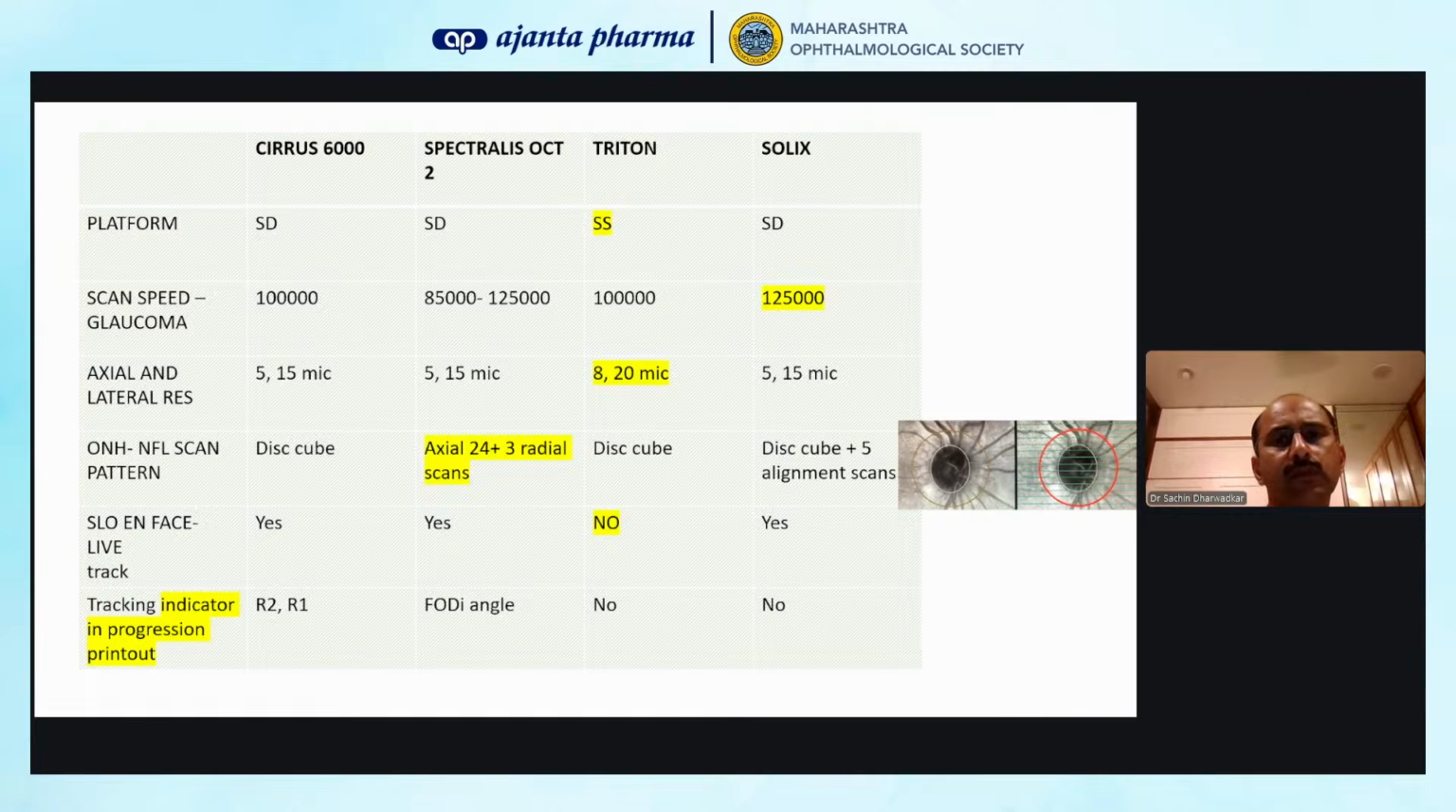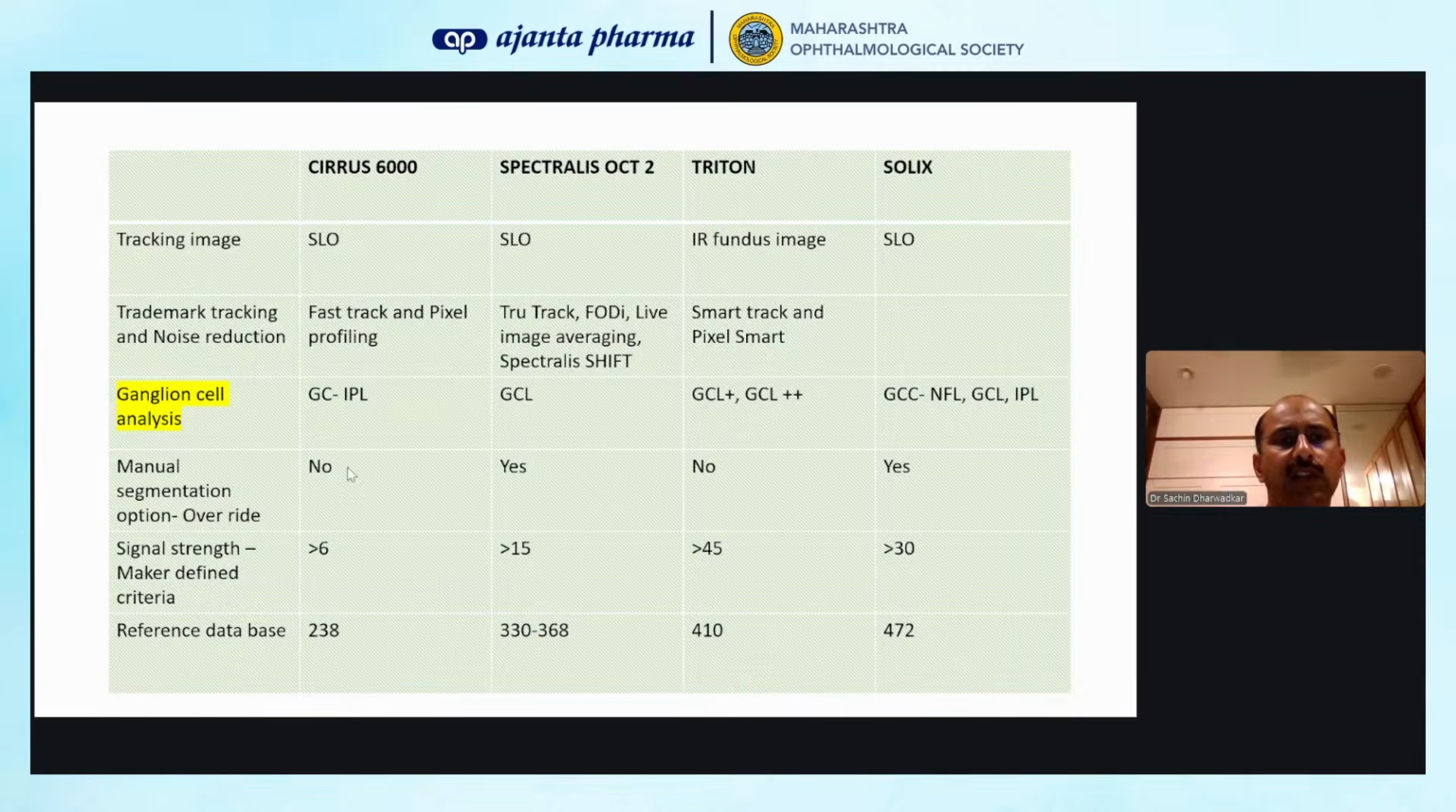As far as the other factors are concerned, a few machines have the SLO images inbuilt on the printout, whereas on the others you have the IR images, and the ganglion cell analysis varies as per the machine. It's different in different machines. Some can segment the ganglion cell layer, some can segment the GC with the IPL, some segment the GC IPL with the RNFL. So for each machine you have to know which machine you are using. According to that, you will get the measurement. So they are not interchangeable, because each machine will measure a different parameter. So that is something that you should know.